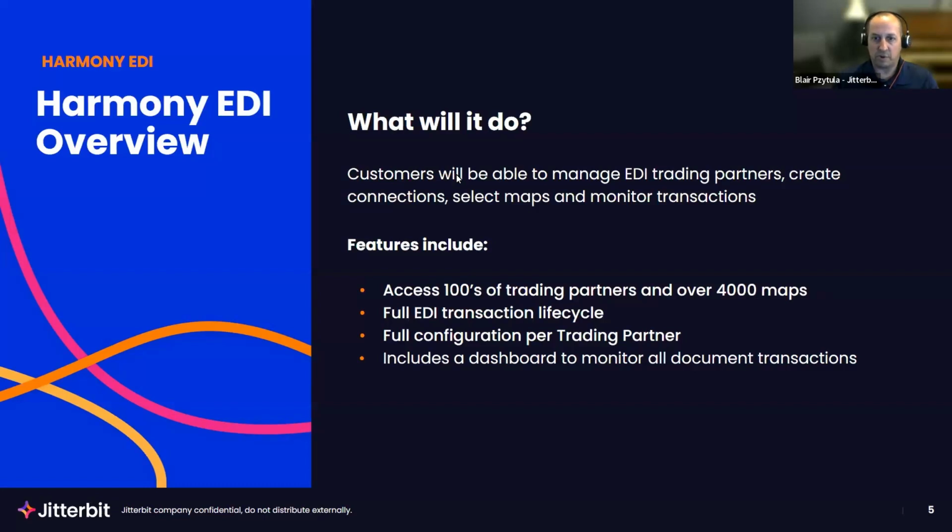So it's very intuitive, very user-friendly, being able to select maps and 850 and 810, if people are familiar with those type of documents, monitor those transactions that occur within the system, not just with your trading partner, but within Harmony itself. It gives you access to hundreds of pre-configured setup trading partners with over 4,000 maps already set up and installed. That transaction lifecycle we keep on talking about, being able to see documents flowing in, being able to see that document being processed, being able to pull out invoices and match up against orders as well as shipments. So this is all part and parcel of the platform.